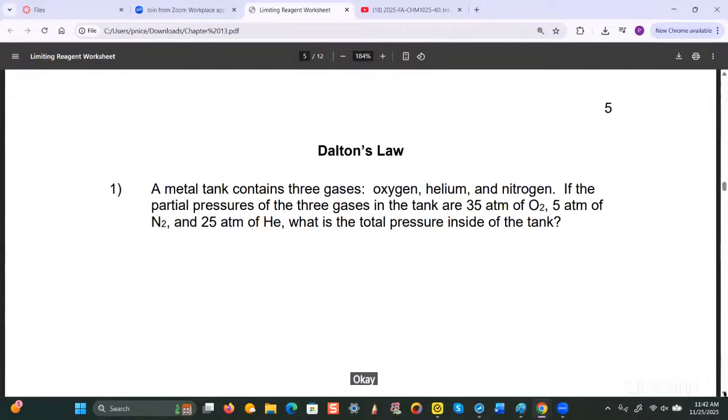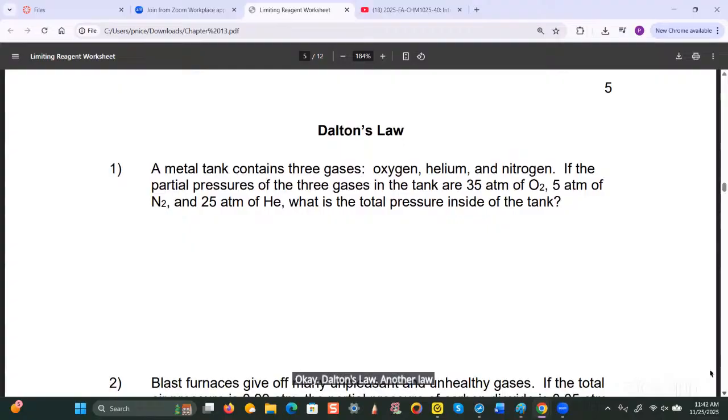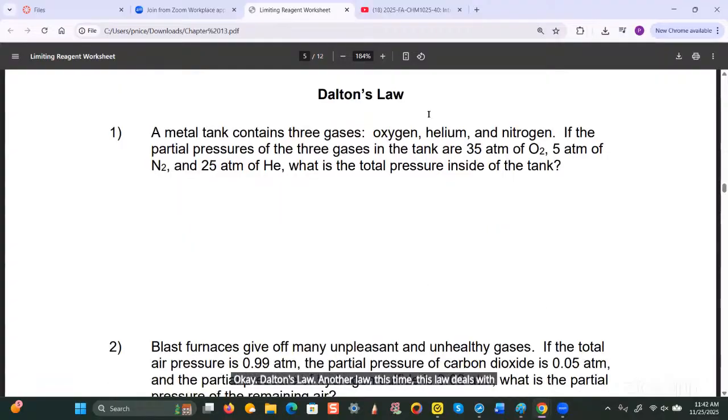Okay, Dalton's law. Another law, and this time this law deals with gaseous mixtures, right? For all the laws that we have looked at so far, we were assuming that we're just dealing with one gas, right? But you can have gaseous mixtures. For example, the air that we breathe is a mixture of gases, right? The major component would be nitrogen, which is just under 80%, and then you have oxygen, which is just slightly over 20%, and then you have some other gases. So Dalton's law would apply to mixtures such as the air we breathe.